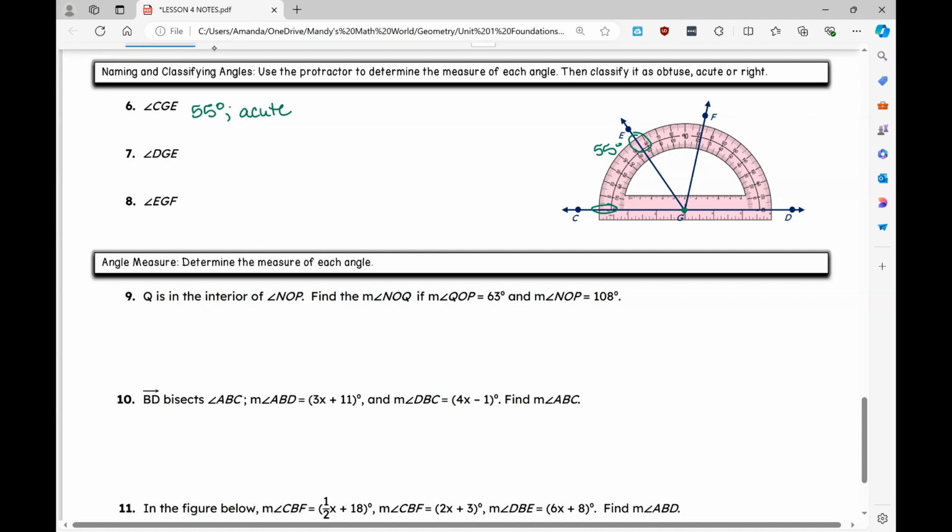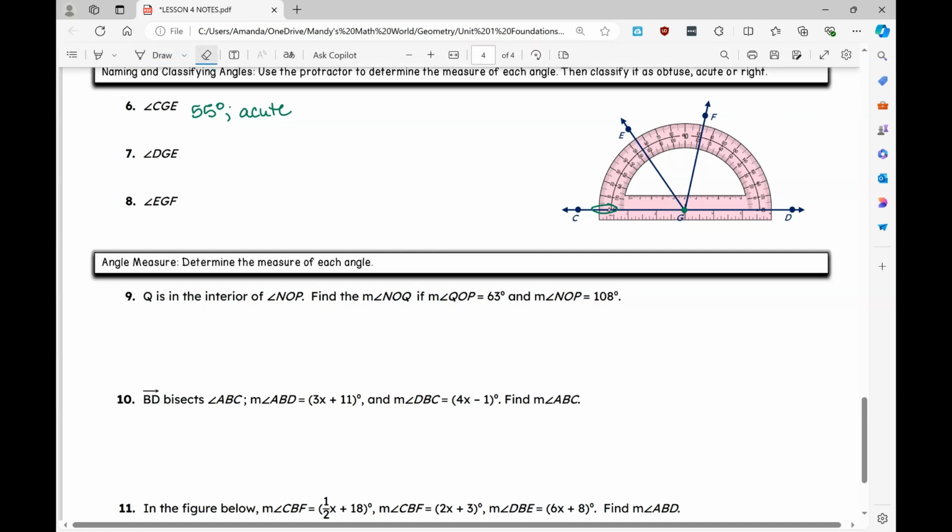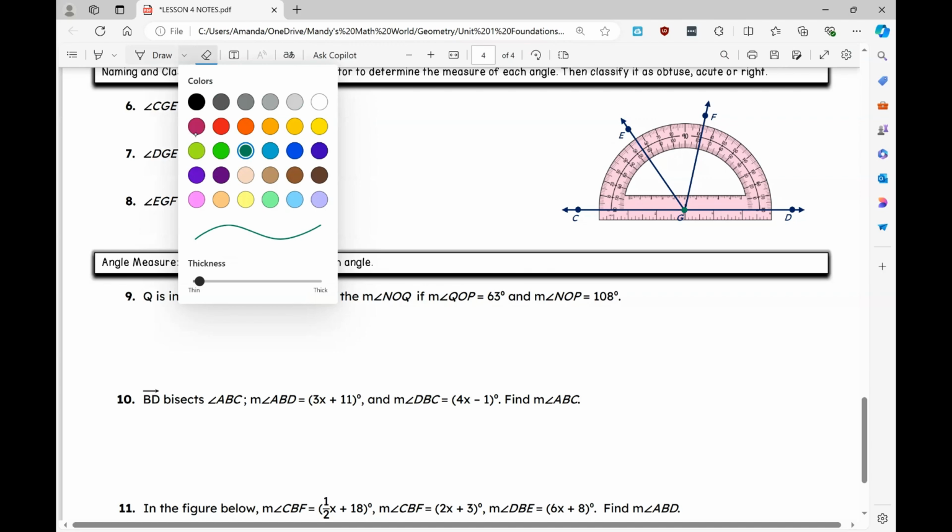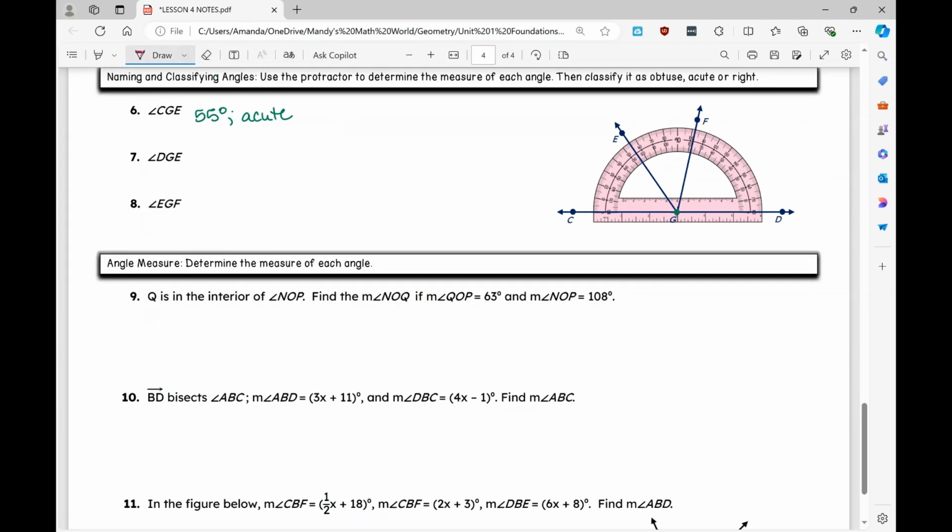Let's move on to the next angle. So I encourage you to pause the video, find the angle measure, classify it, and then we'll do it together. Angle DGE. Angle DGE is this angle right here.